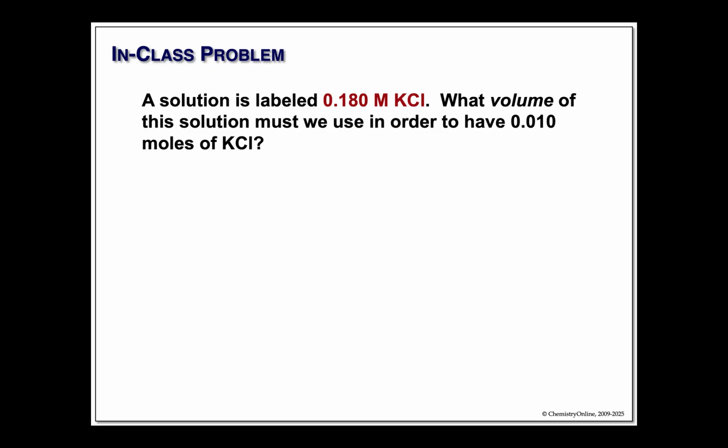All right. This is just one of the takes on the type of problem you can do. We have a stock solution in the lab here. It's 0.18 molar potassium chloride. What volume do we need in order to have 0.01 moles of KCl? So we're doing an experiment. In this experiment, you need 0.01. We're starting off with 0.18.